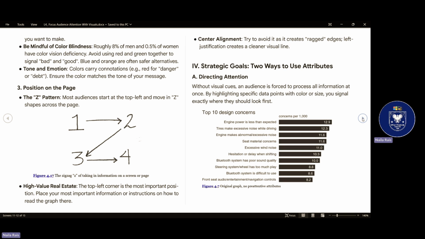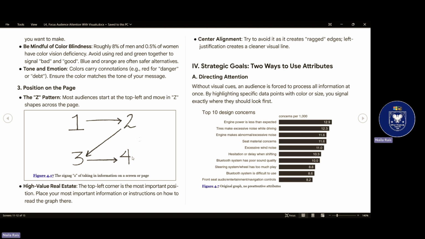Number three, position on the page. The Z pattern. We have discussed this already. Most audiences start at the top left and move in a Z shape across the page: 1, 2, 3, and 4. So, looking at this figure 4.17, the zigzag Z of taking in information on a screen or page.